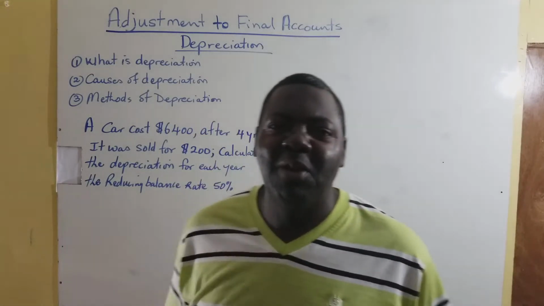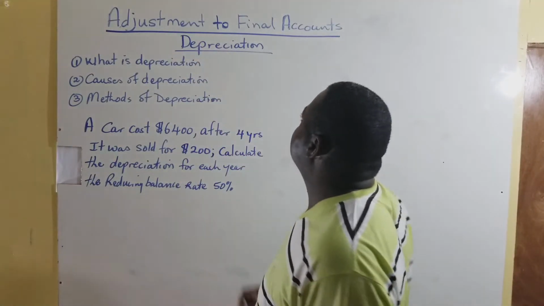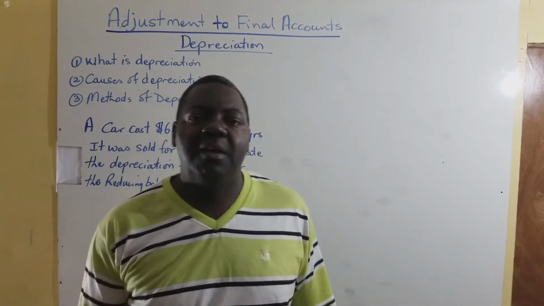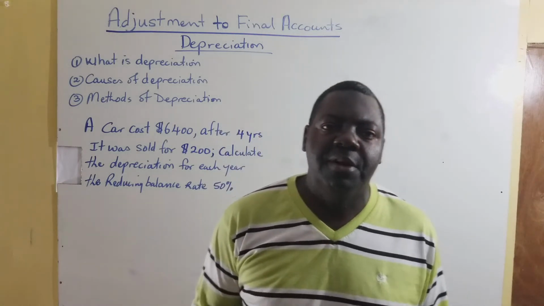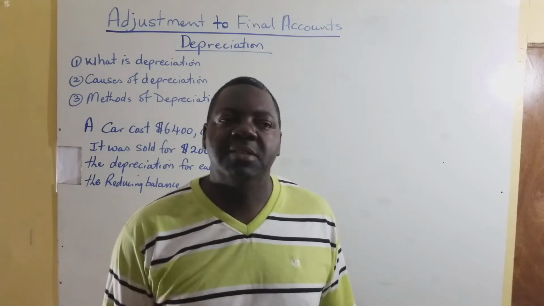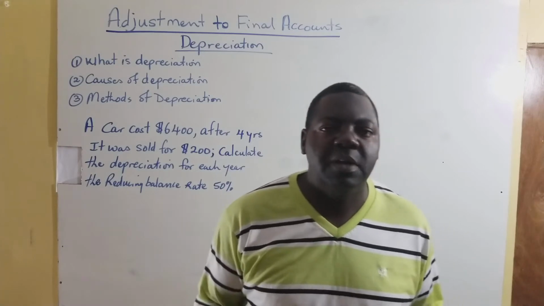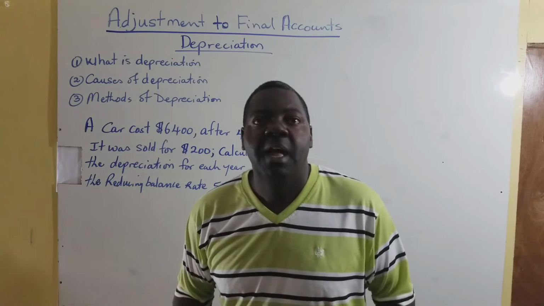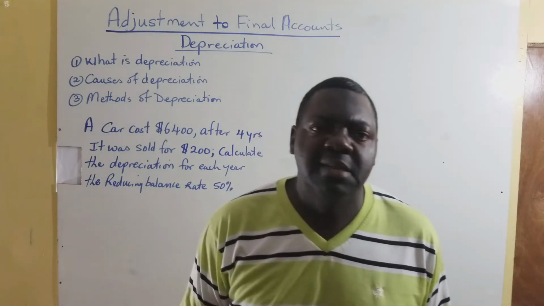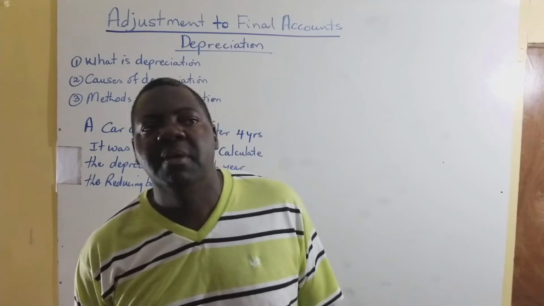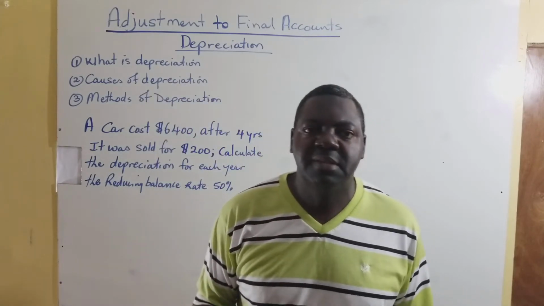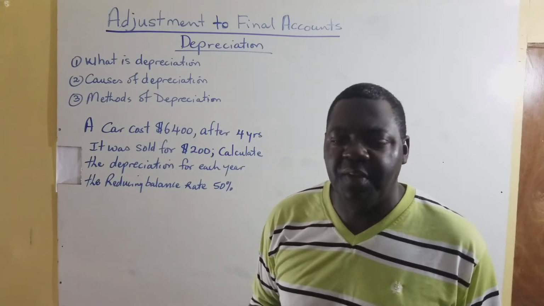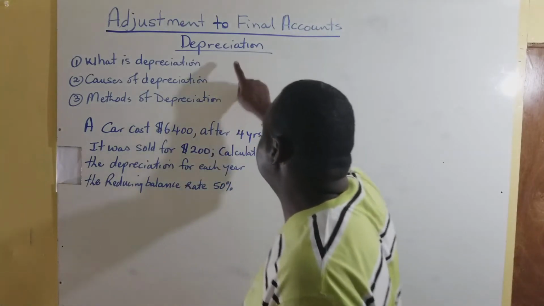Today we are going to be looking at adjustments to final accounts. So now that we have completed the drafting of the income statement or the trading profit and loss account and the balance sheet, we're now going to be moving to look at the adjustments to the final accounts. There are some adjustments that need to take place from time to time in the company's or the business's final accounts when we are drafting them. One of such is depreciation.